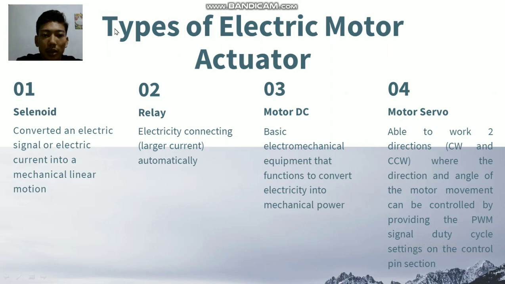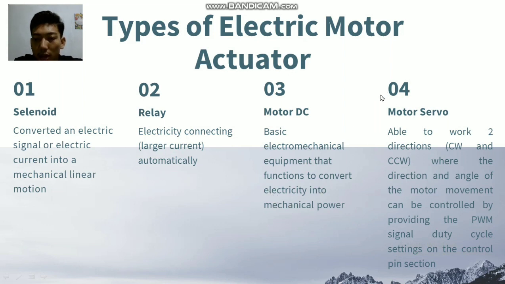The next one is the types of electric motor actuator. The first one is solenoid. A solenoid converts an electric signal or electric current into a mechanical linear motion. The second one is relay, which connects large current automatically. The third is DC motor, a basic electromechanical device that functions to convert electricity into mechanical power.